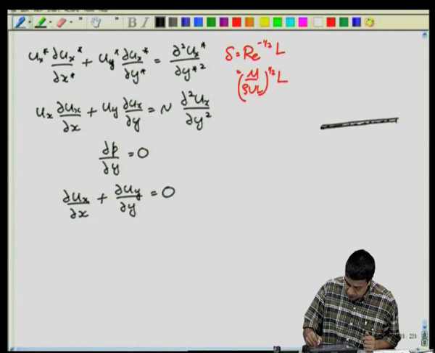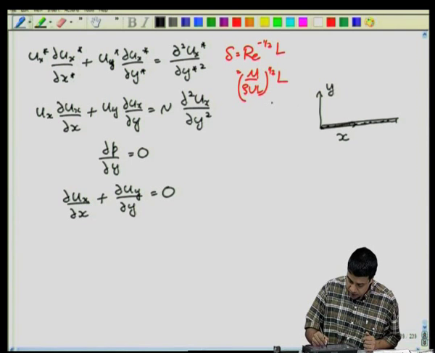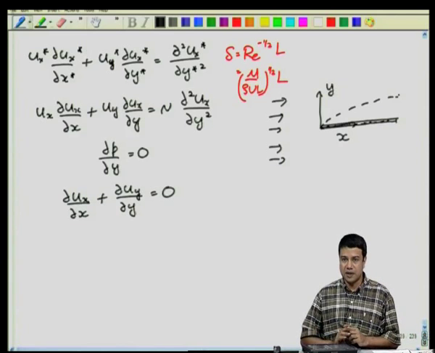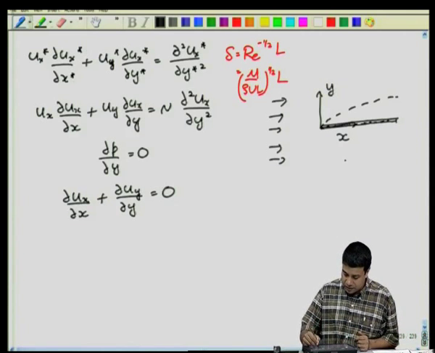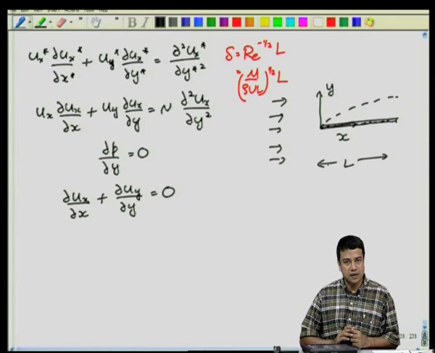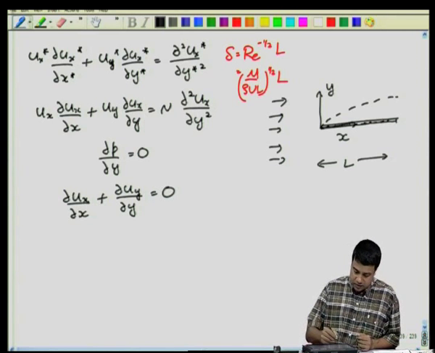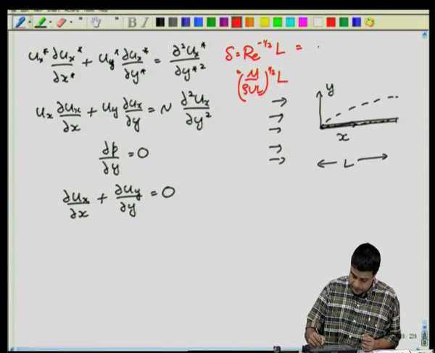Okay, so I have my x coordinate, I have my y coordinate, I have the flow coming in. If I scale my x coordinate by the length scale L for the length of the plate, then the boundary layer thickness becomes Re to the power minus half times L. You can see that I can also write this as nu x by u to the power half.